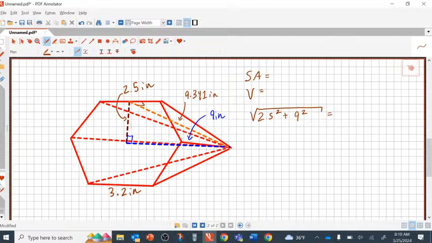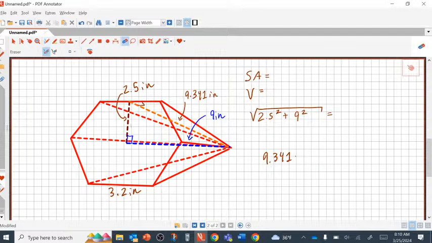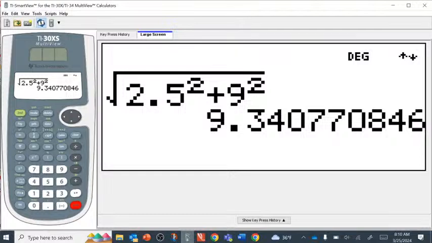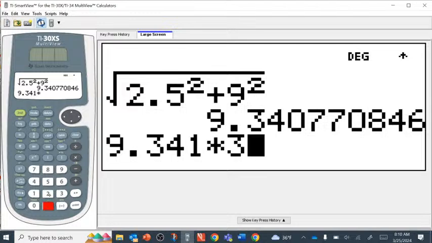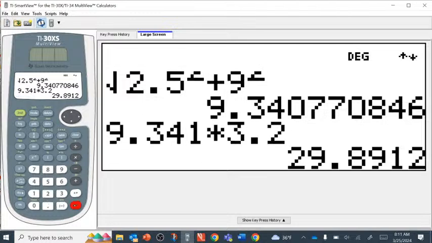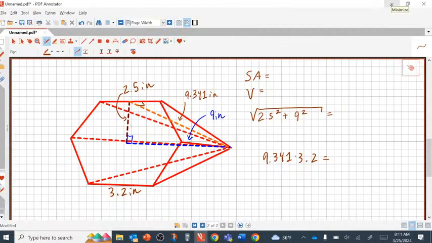So, one triangle is 9.341 times 2.5. 3.2. Thank you. 3.2. And this number is 9.341 times 3.2, which is 29.8912. But that's for one triangle, so we need to divide here. Multiply that times 6 to get all of the triangles.